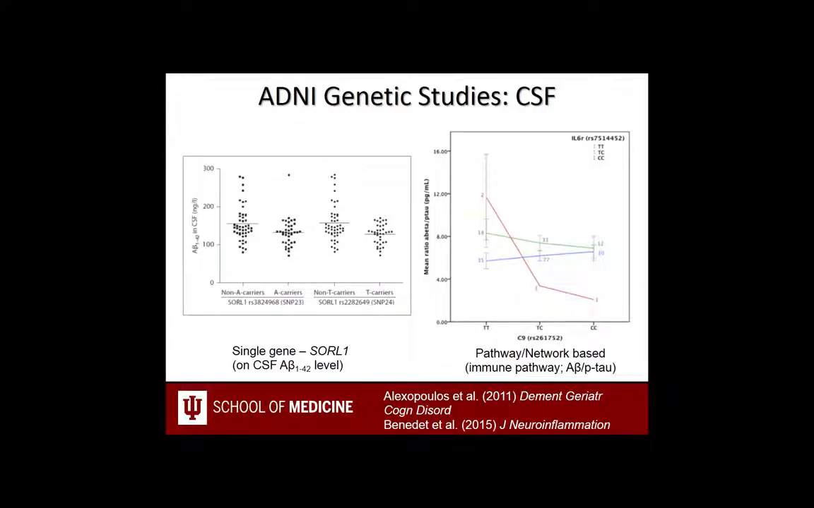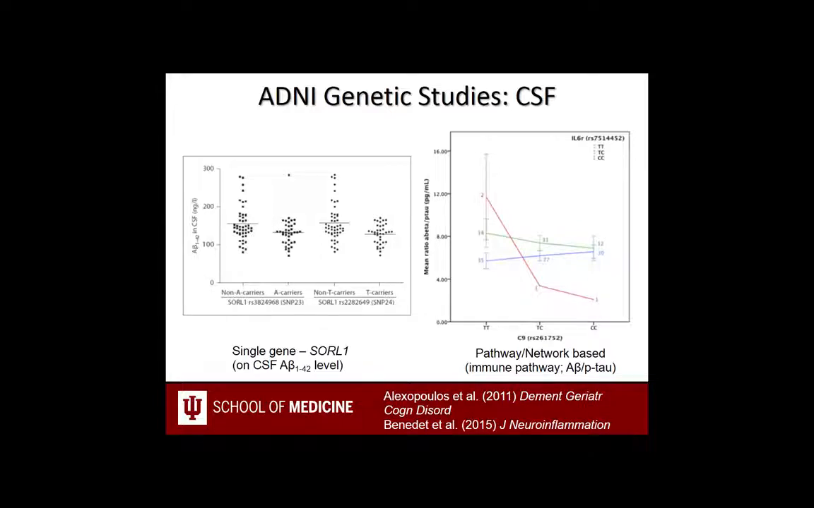CSF, there have been single genes, and like I said, there's been a ton of ApoE ones, but I wanted to pick something new and exciting. In this case, SORL1 and the impact of a SNP within SORL1 on CSF A-beta levels.